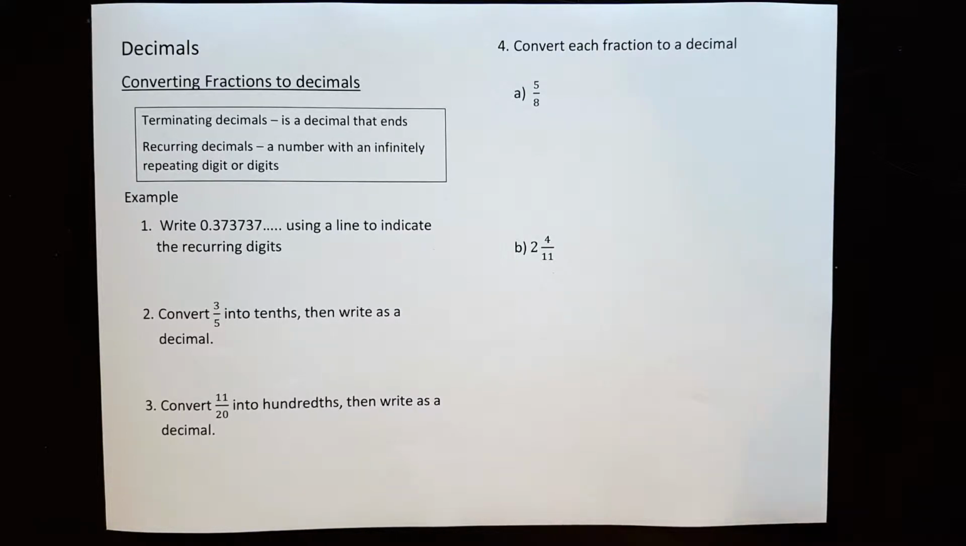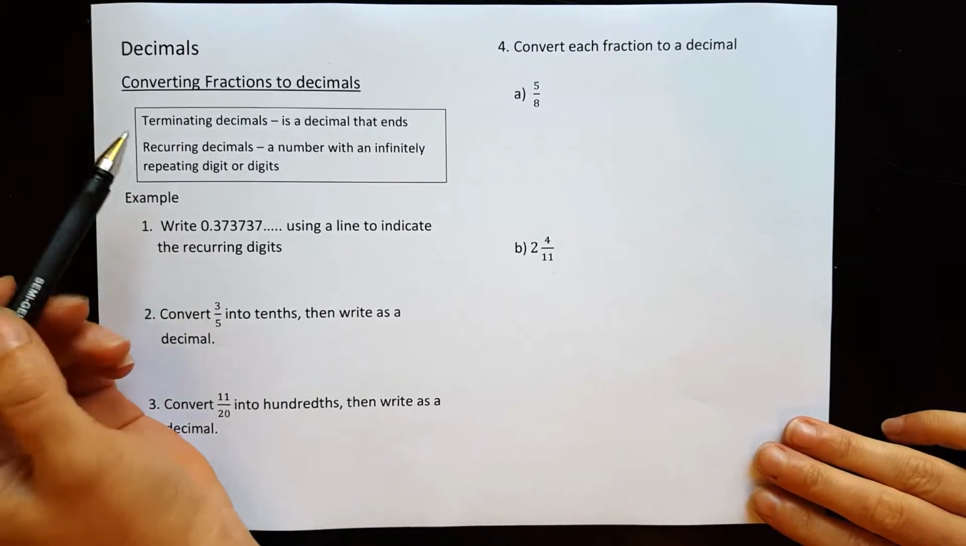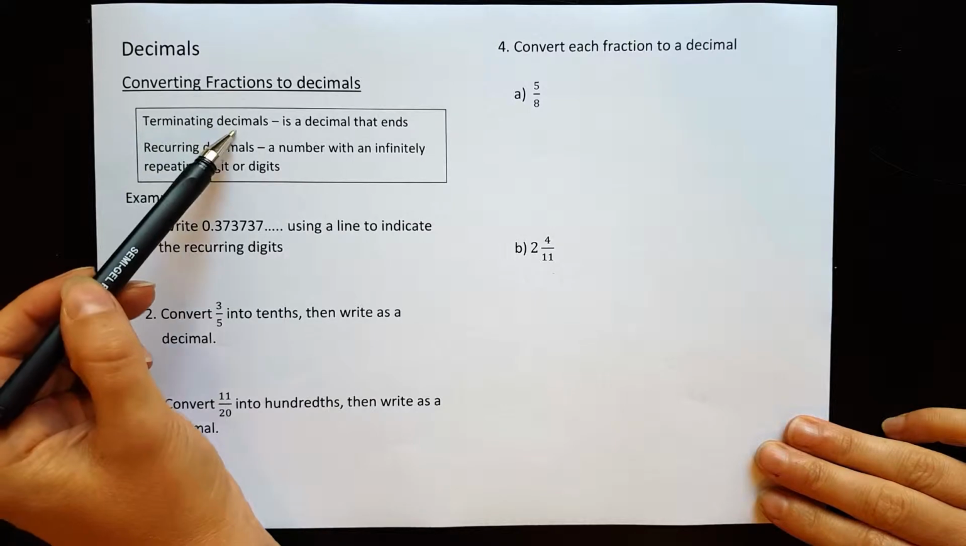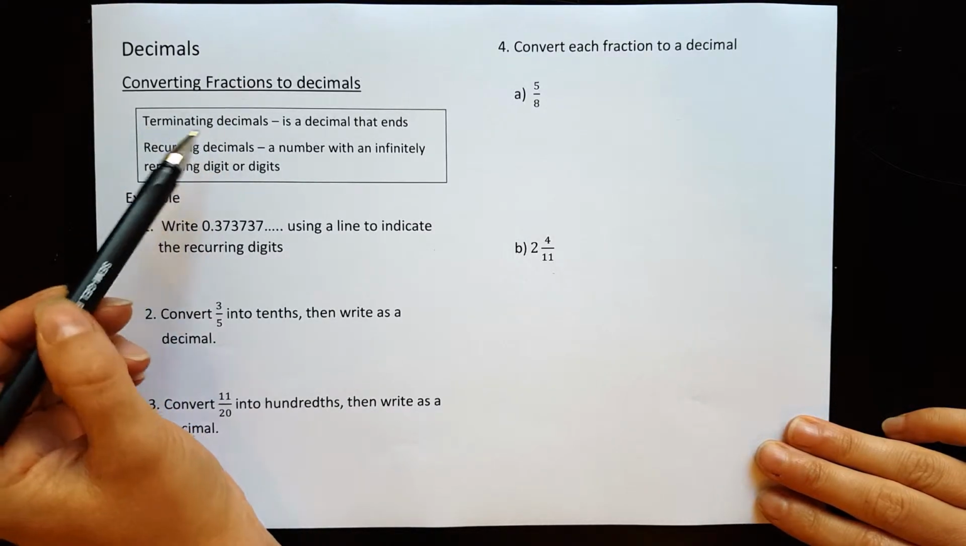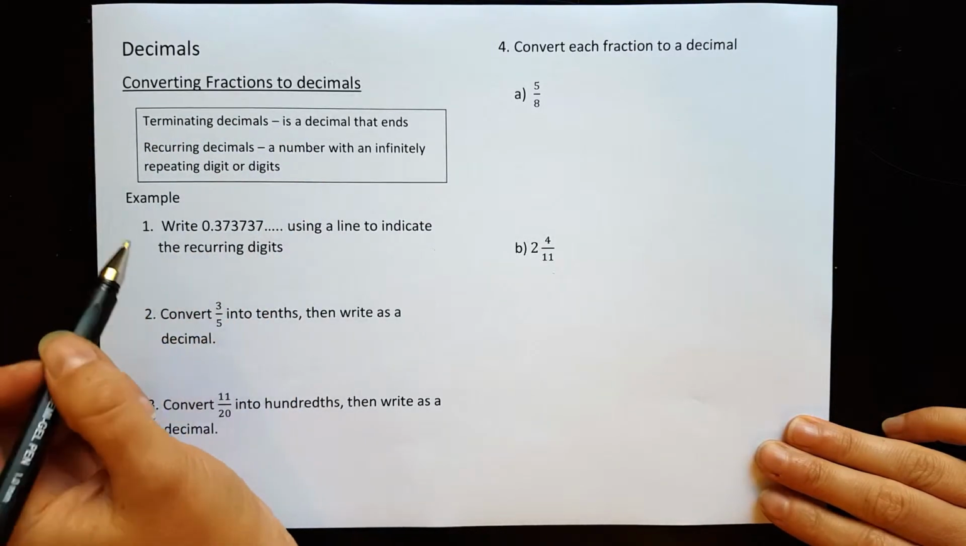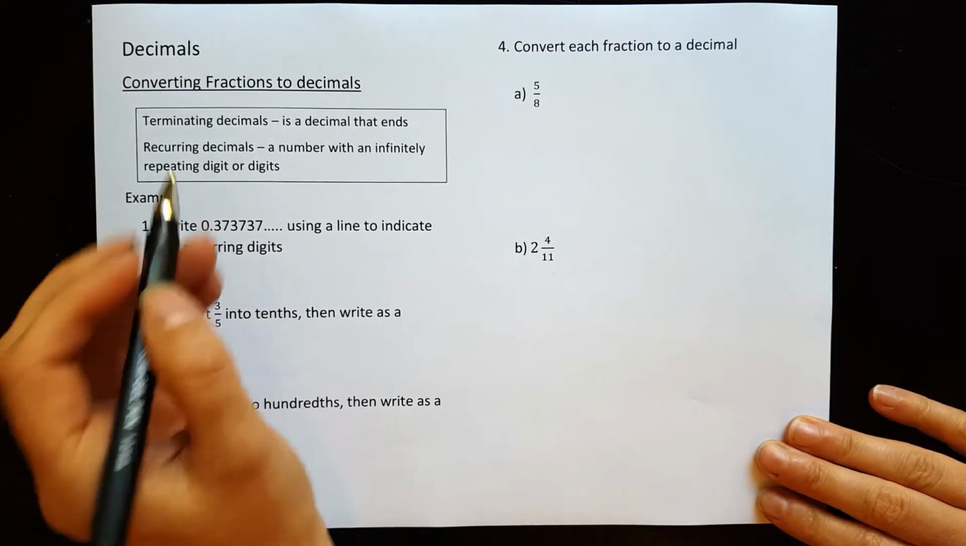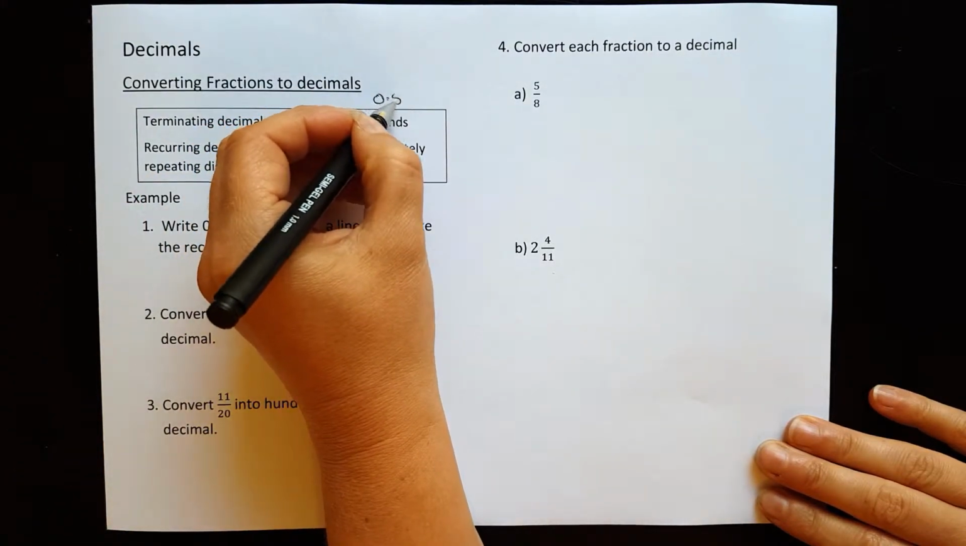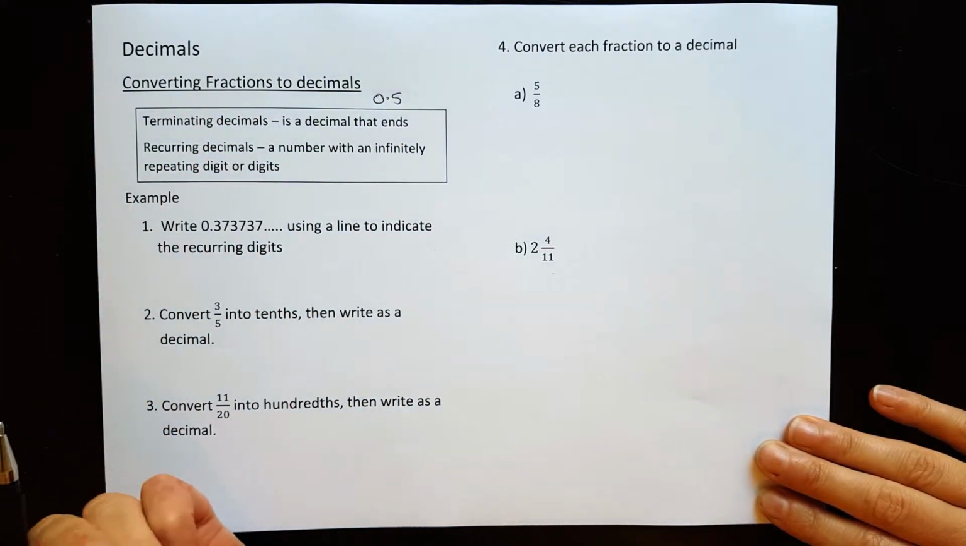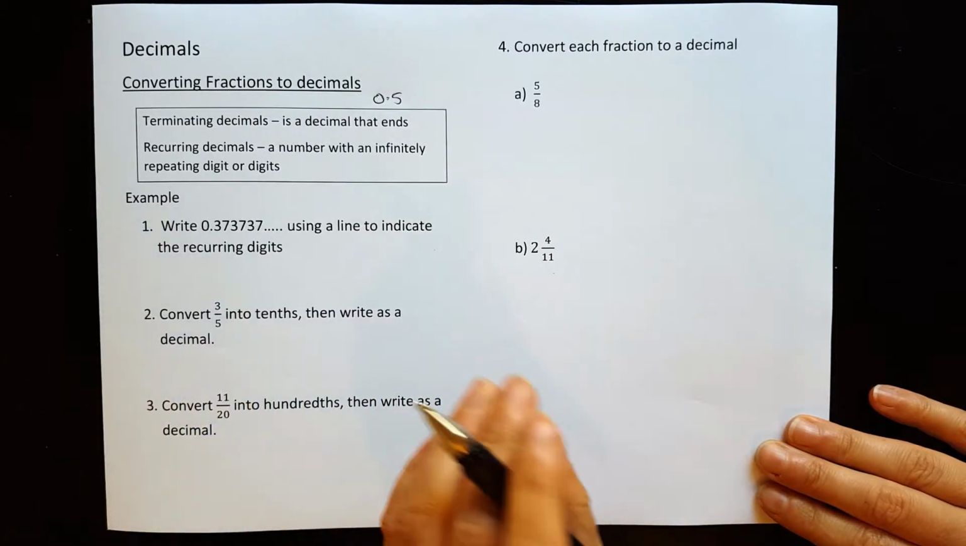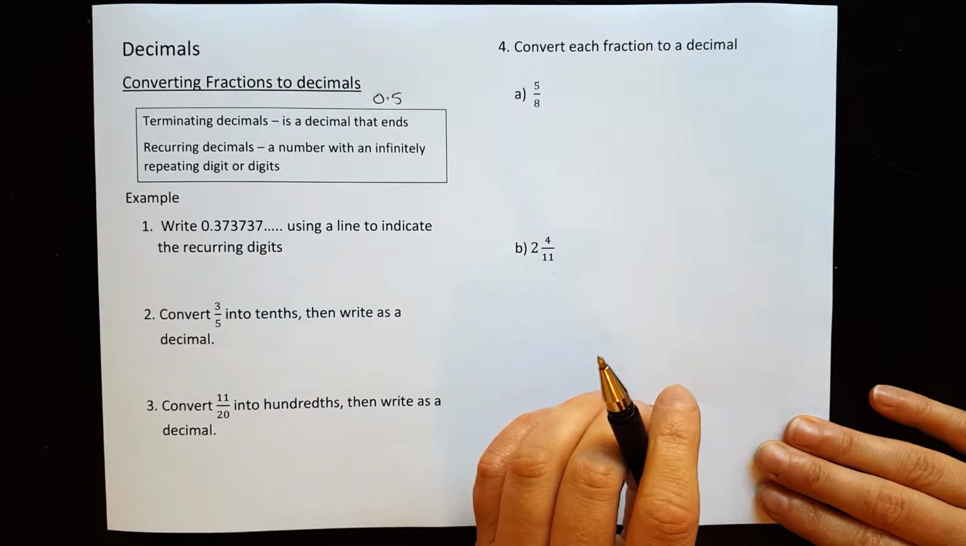Now there's a couple of words that you're going to need to know, and the first one is this: a terminating decimal. A terminating decimal is a decimal that has an end. Okay, so something like 0.5, 0.25, a decimal that has an end is what we call a terminating decimal.